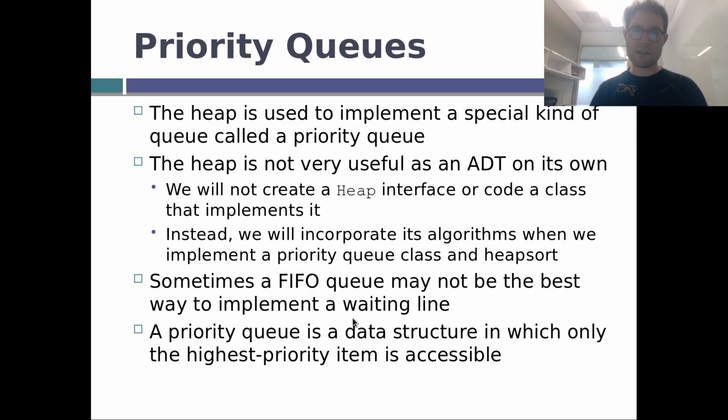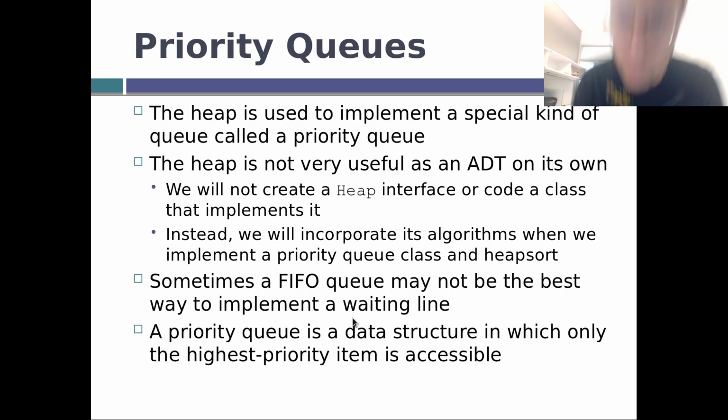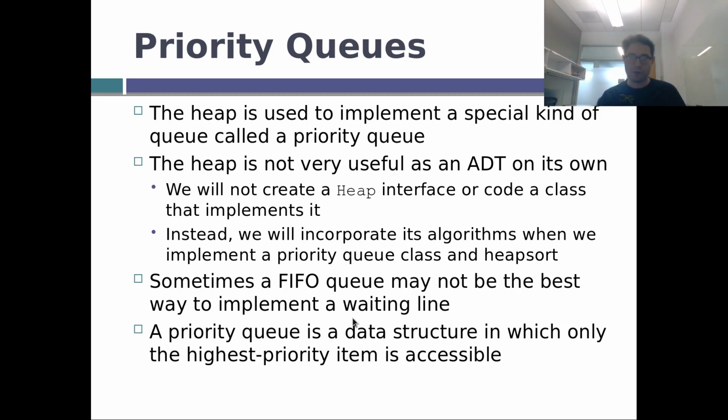So what does a heap get used for? Heaps get used for a special kind of queue called a priority queue. Now, the heap is typically not really useful on its own. You either use it to build a priority queue, or we use it in interesting sorting scenarios.